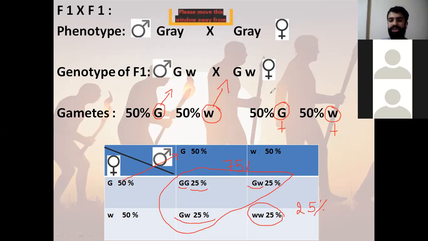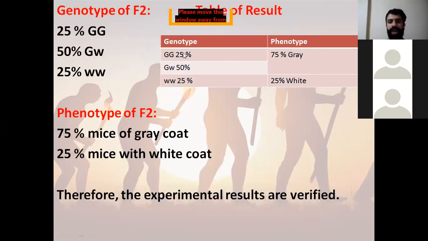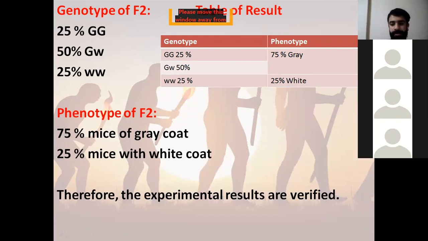Okay, here we finish the table of cross. What do we still have? We still have the table of results. In the table of results, we have GG 25, GW 50. How did I get GW 50? 25 plus 25, excellent. So I added them, they become 50. So 75% gray and 25% white. So for the phenotype, 75% of the mice will be gray and 25% will be white.